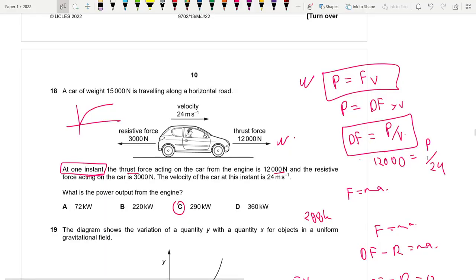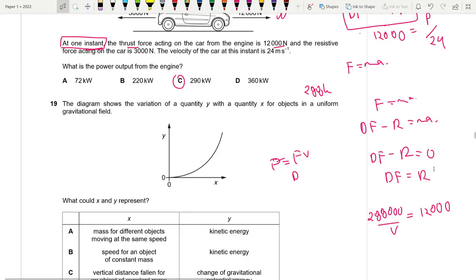So guys, remember that in P is equal to Fv, the F is actually the driving force. Clear? So we are going to use P is equal to Fv. So P is equal to driving force into velocity. So we want to find out the power, right? So it's just going to be, wait, let me show you. I just made it a bit complicated over here.